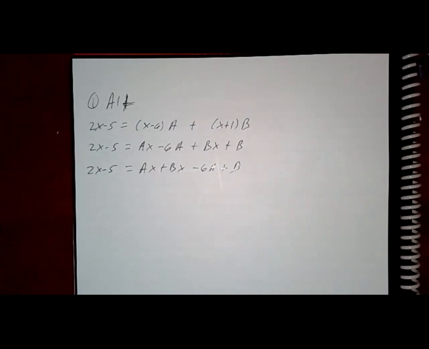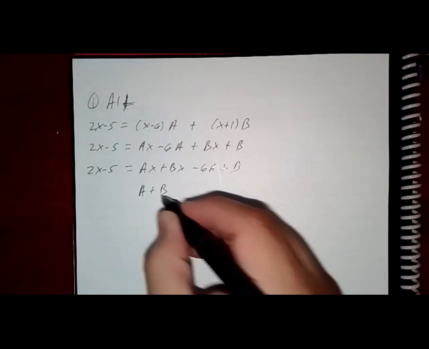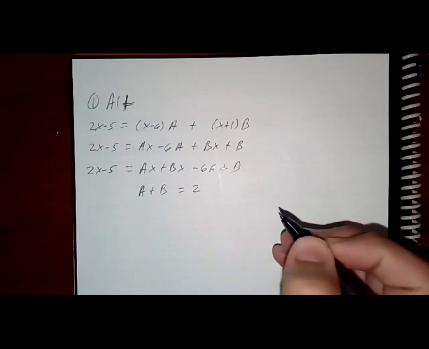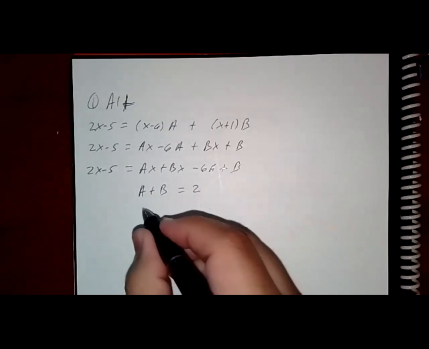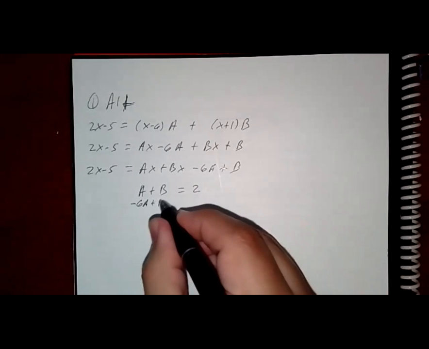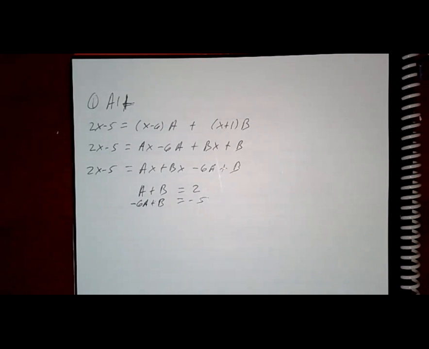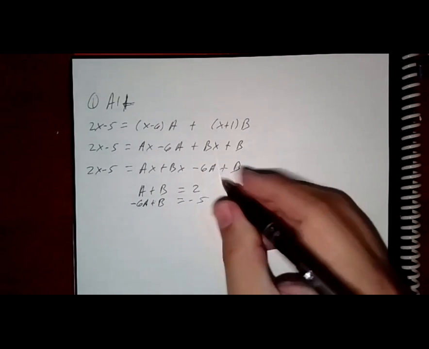And we create our systems, right? We would equate the coefficients. So a plus b for the x's are equal to 2. The constants would be -6a plus b equals -5. Then you can use substitution, matrix, or elimination. I'm going to choose elimination.